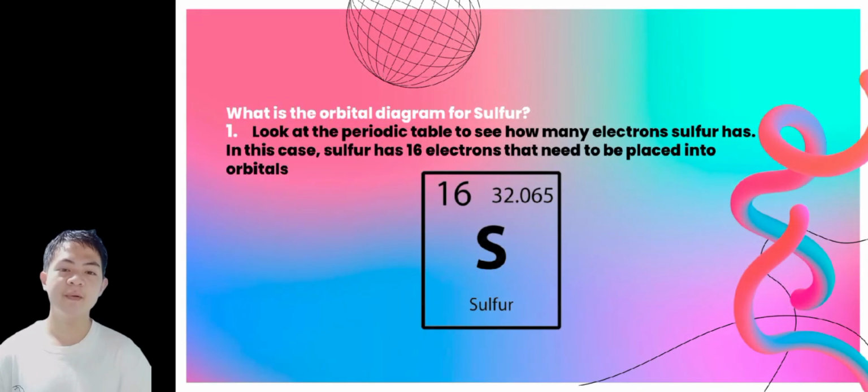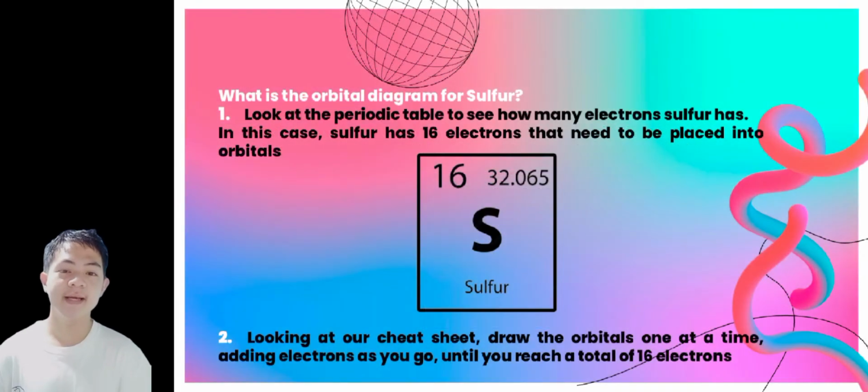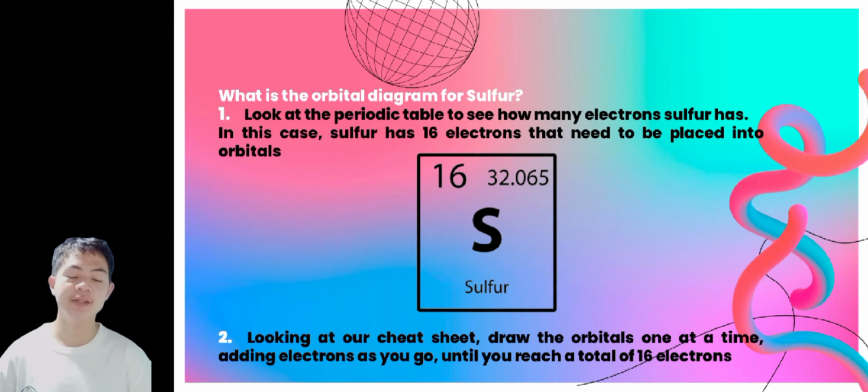This is an example. What is the orbital diagram for sulfur? Let us look at the periodic table to see how many electrons sulfur has. In this case, sulfur has 16 electrons that need to be placed into orbitals. So here, we'll draw the atomic orbital for sulfur. And to do that, the first thing we have to write is the electron configuration.